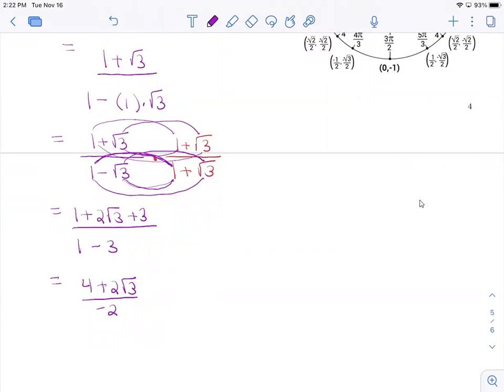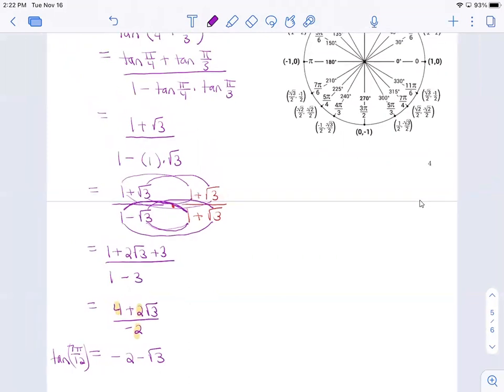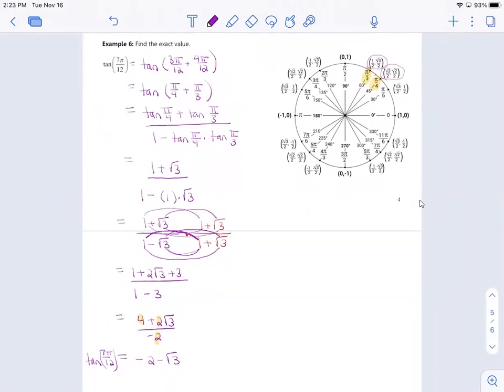You can go even further, really testing those skills from algebra, because all of these are divisible by 2. So I can go even a little bit further and say this is negative 2 minus root 3. And I would like you to go that far. And this is tangent of 7 pi over 12. So tangents are a little bit more intense because we have to deal with that denominator piece from the formula. All right, see you next time.